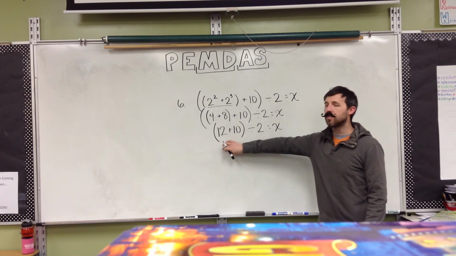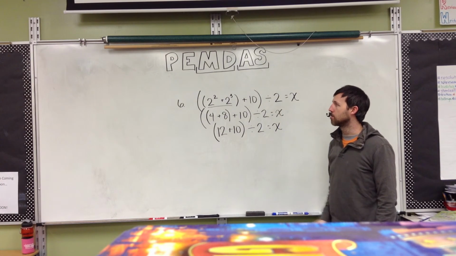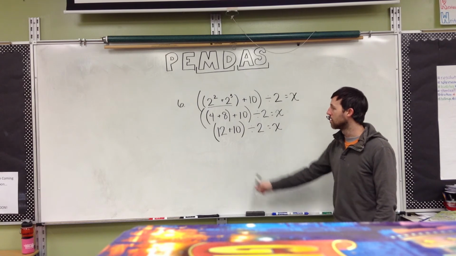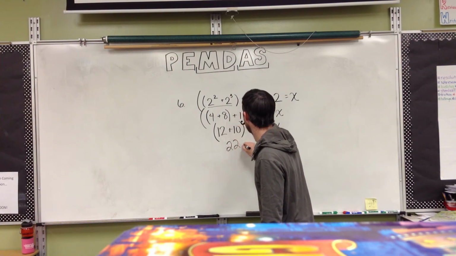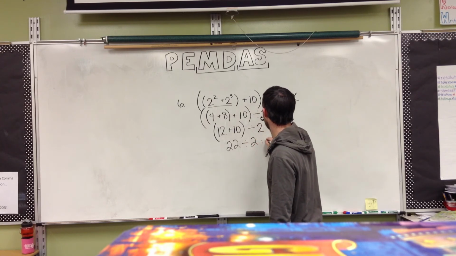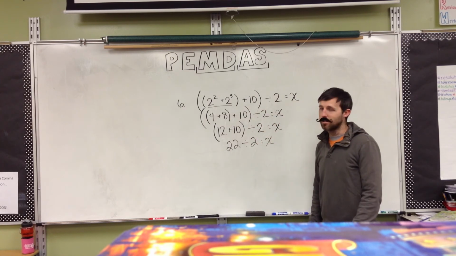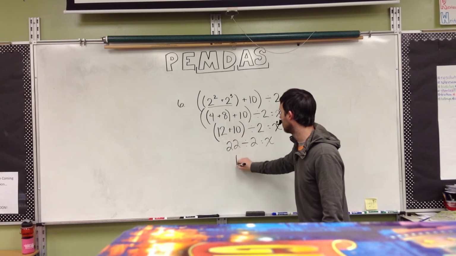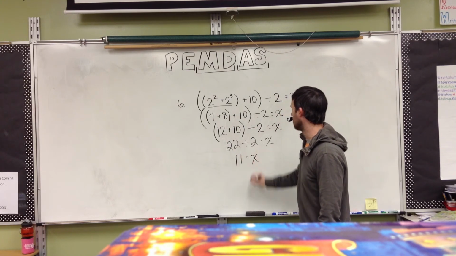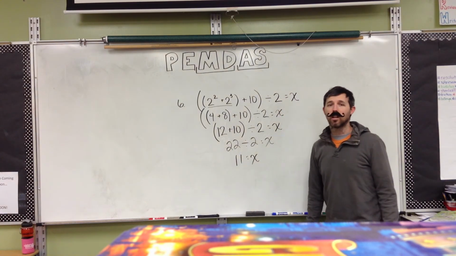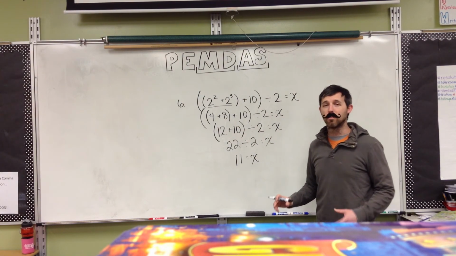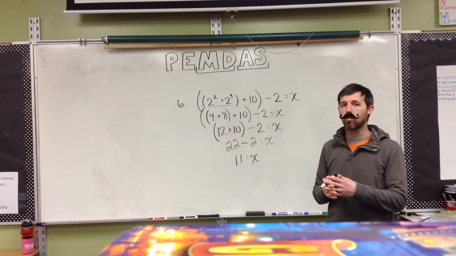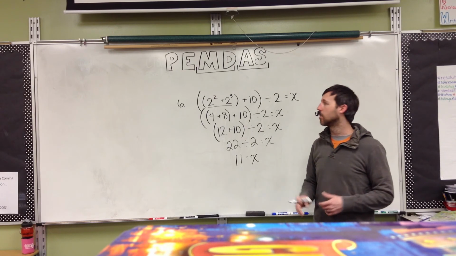So now we have parentheses, and we have a division problem. We're still working the parentheses. 12 plus 10 is 22. Divided by 2, half of 22 is 11. So again, this is all stuff that you've known how to do for a long time. It's just making sure you put it together in the right order so we don't get an incorrect answer.